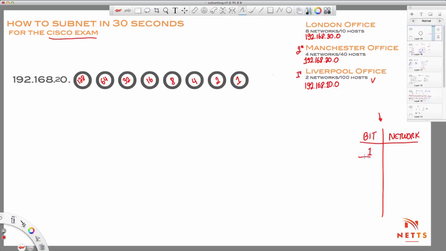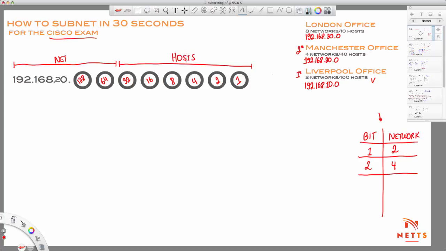We saw in the previous video that 1 bit builds 2 networks, and now we're gonna have a look that 2 bits will build 4 networks. But how do 2 bits build 4 networks? We're gonna increase our network section by 2 bits. So that's why we're reducing the size of the host section. What that means is the more networks I can create, the fewer hosts I can have per network.